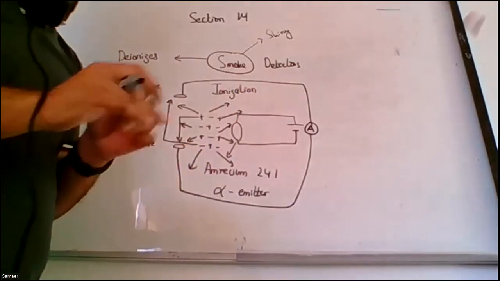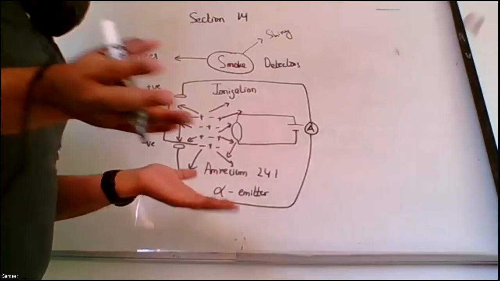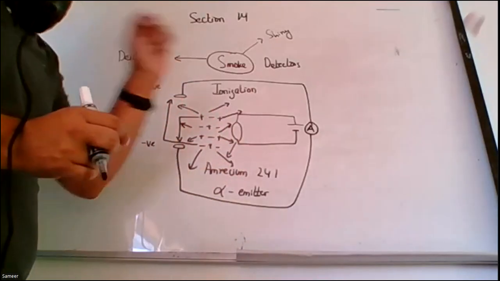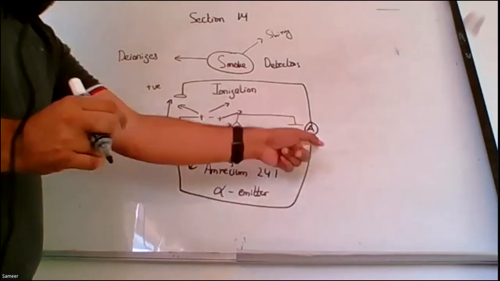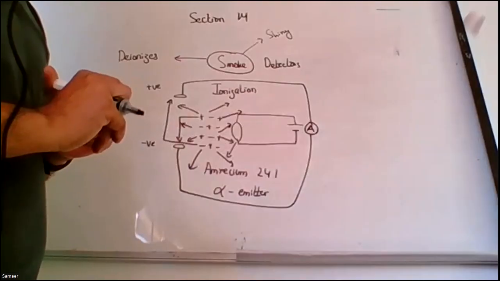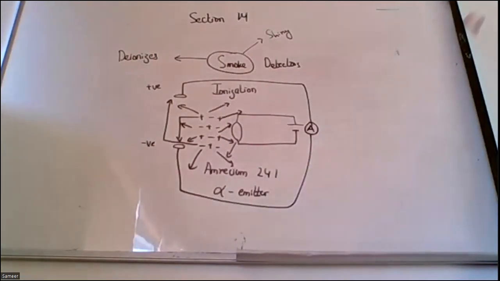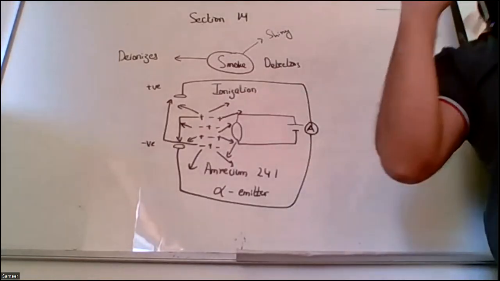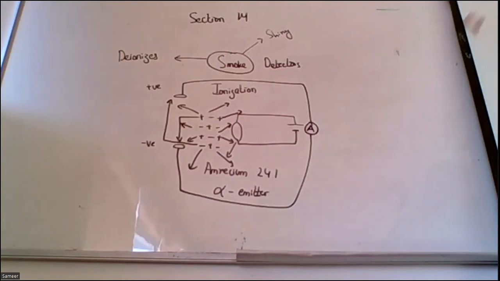So what will happen? The negative ions will not keep flowing. There was a regular pattern before, but now this pattern is completely dispersed. So there is no current, and no current indicates that there is smoke in the chamber. So our detectors operate accordingly. This is the process of how ionization detectors work.